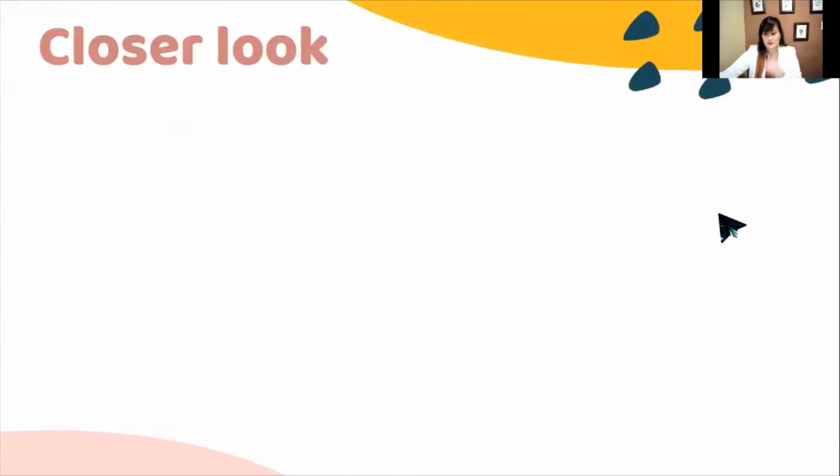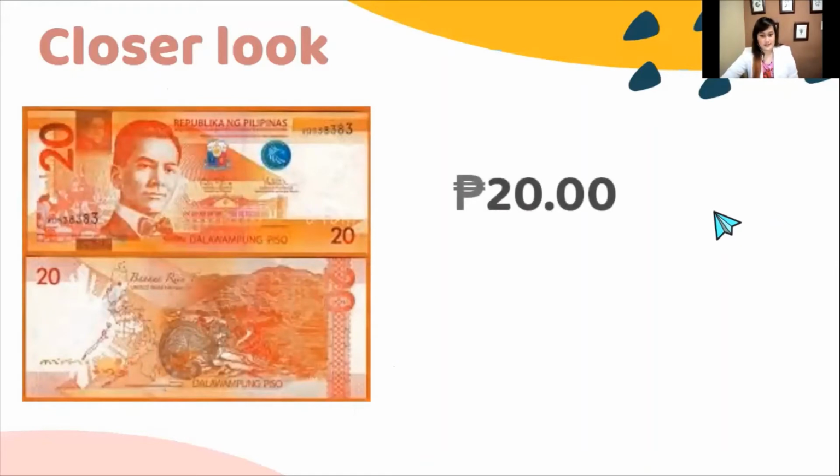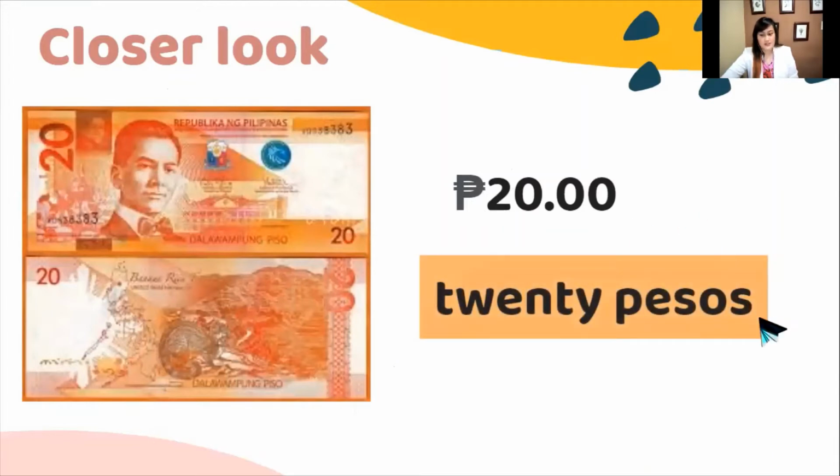Let's have a closer look with our paper monies. Can you tell me what amount this is? Yes, you are correct. This is the 20 peso bill, or this is how we write it in symbol. Remember, the peso sign, we write it before the number, 20 pesos, and this is how we spell it, 20 pesos. And the color of the 20 pesos is, correct, orange.